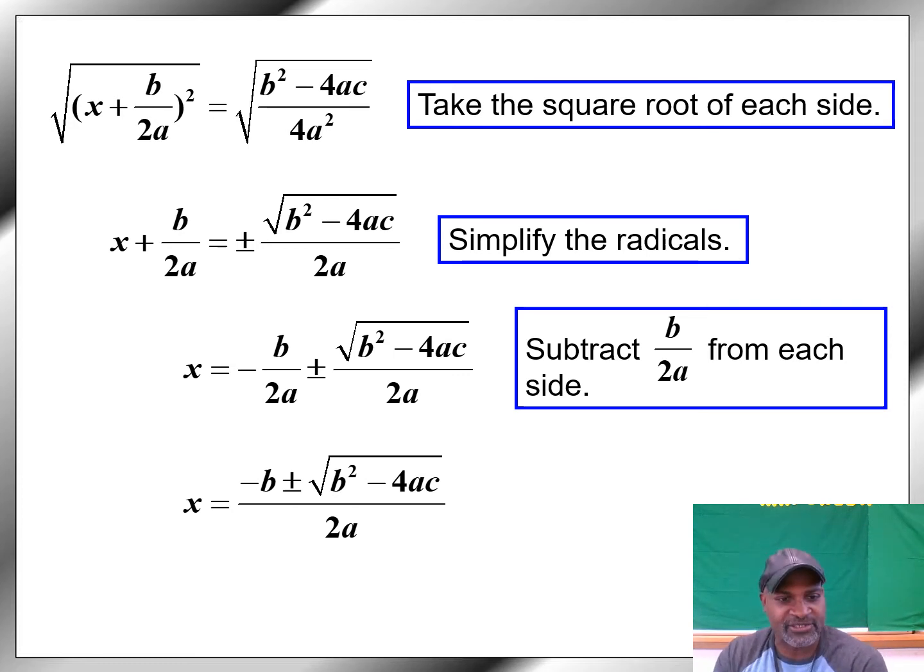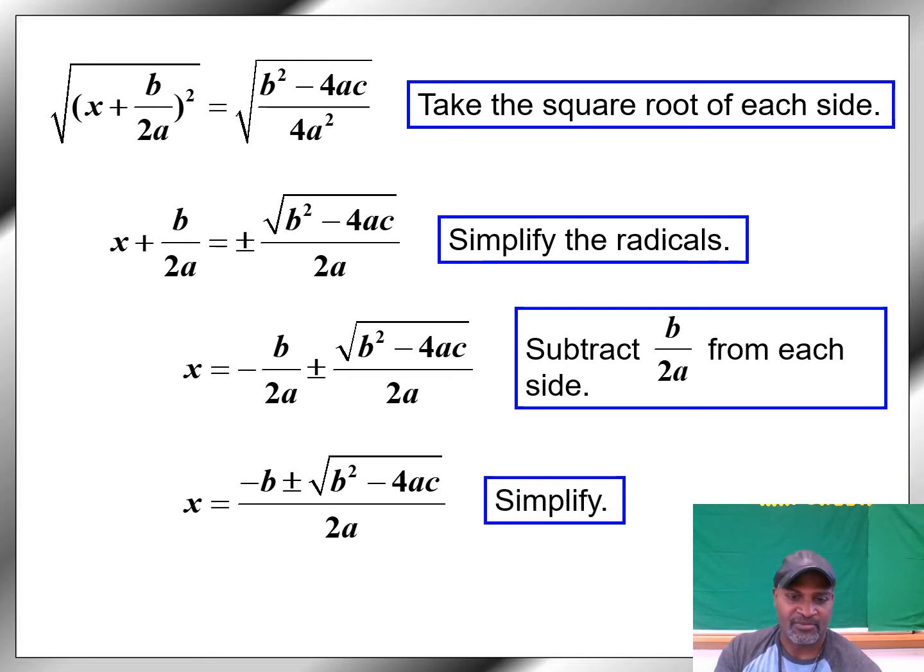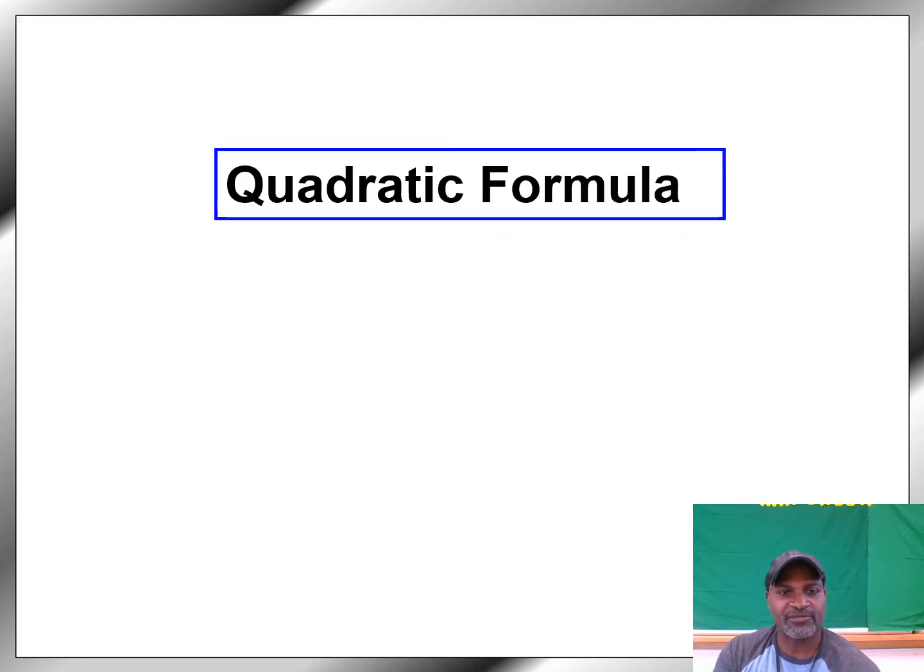So x is equal to negative b, the opposite of whatever b is, plus or minus the square root of b squared minus 4ac, all over 2a. The genius of this is all you need is the values of a, b, and c to figure out what x is. That's the quadratic formula.